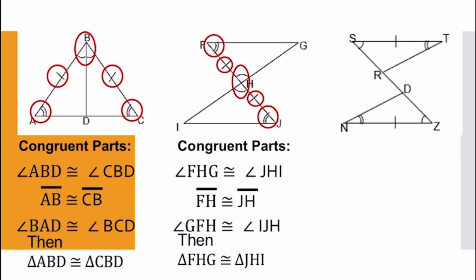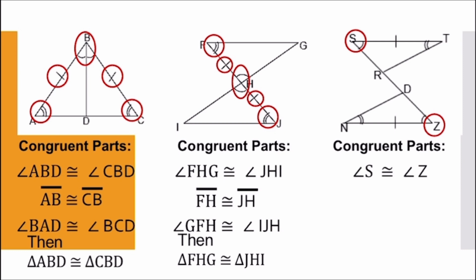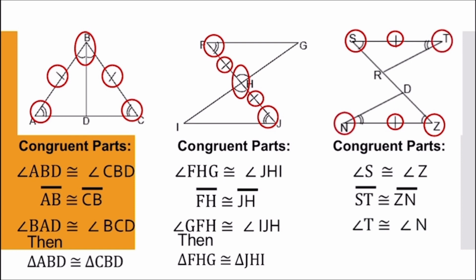For our third figure, let's identify the congruent parts. We have angle S is congruent to angle Z, which is our first pair of congruent angle. Line segment ST is congruent to line segment ZN, which is our pair of included side. And we have angle T is congruent to angle N, which is our second pair of congruent angle. Then, triangle STR is congruent to triangle ZND.